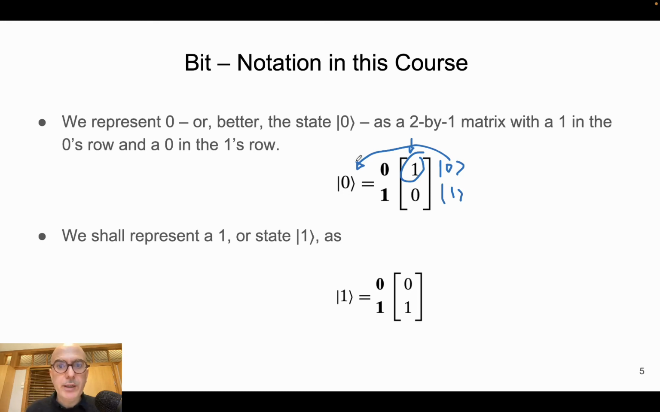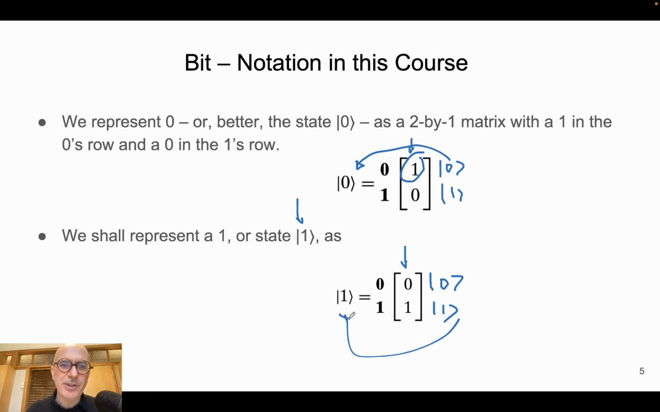In the same way, if we have a system in the state 1, or ket 1, we can represent this as a vector of real numbers with a 0 in the first element of our column, because this is multiplying the 0 state, and a 1 in the second position of our column vector. So there is a 0 multiplying the 0 state, and a 1 multiplying the 1 state. Right, so we recovered the 1 state.